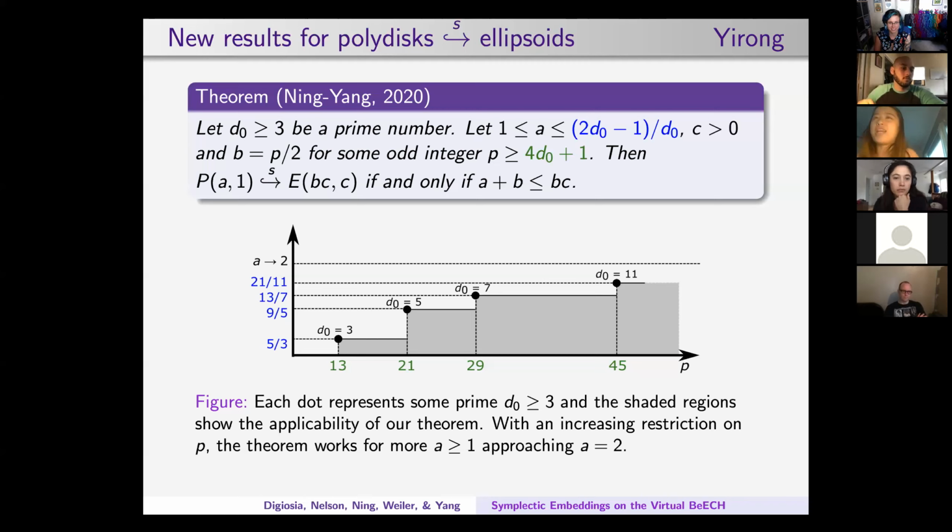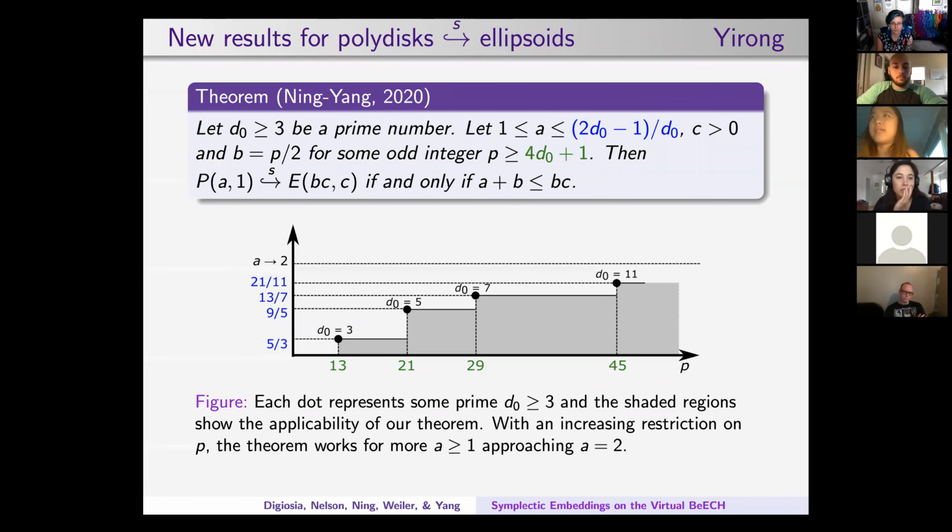So to give you a better idea, the plot here shows the upper bound for A and the lower bound for P for the first 4 values of D naught. The gray area is the area where the theorem works. So for our result, A isn't all the way to 2. There's a good reason for that, and we'll probably explain it if time permits. And as P gets larger, the statement works for more values of A that get really close to 2.